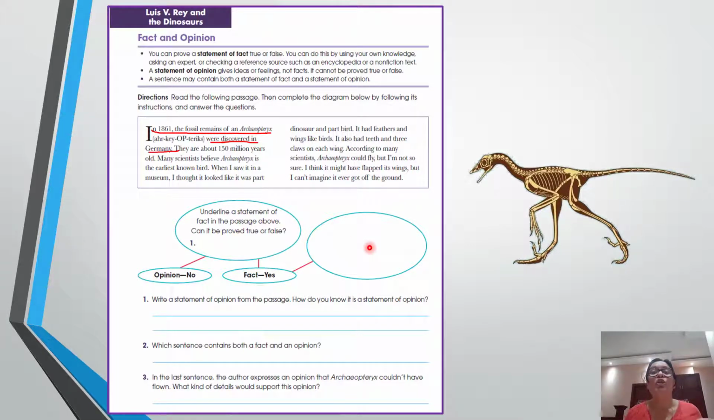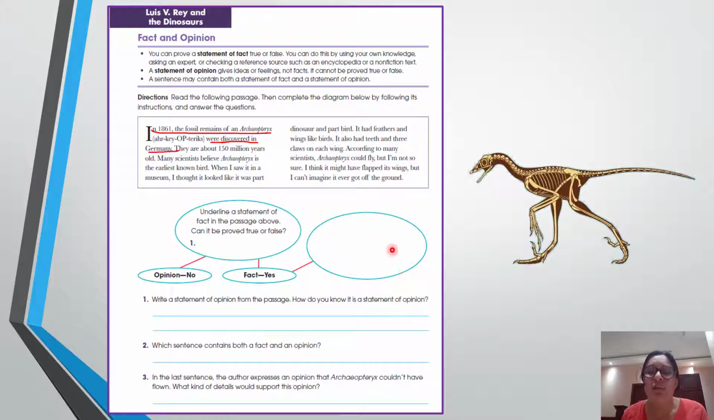Remember that for you to prove a statement of fact true or false, you can ask an expert, you can go to the internet to investigate, you can go to an encyclopedia or look for information in a non-fiction book, or you can use your own knowledge. But tell me, in this case about Archaeopteryx, can you use your own knowledge? No, right? We don't know almost anything about that. So we cannot use our own knowledge.